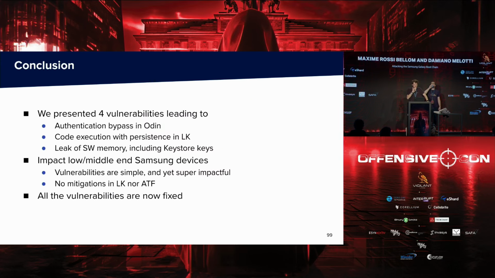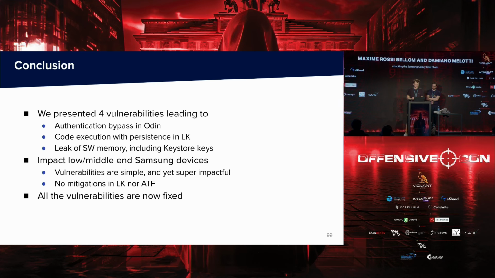So to conclude, we presented a total of 4 vulnerabilities. The first one allowed us to bypass the authentication of an image in Odin. Then we can flash a malformed JPEG that will get us code execution in little kernel, so that we can own the normal world, both in kernel and userland. And then with other two vulnerabilities, we can have arbitrary memory leaks from the secure world, which essentially means that the device is more or less fully compromised.